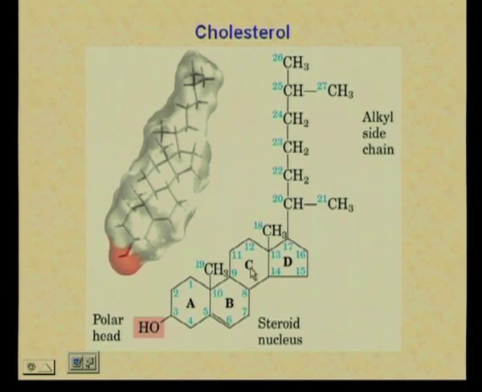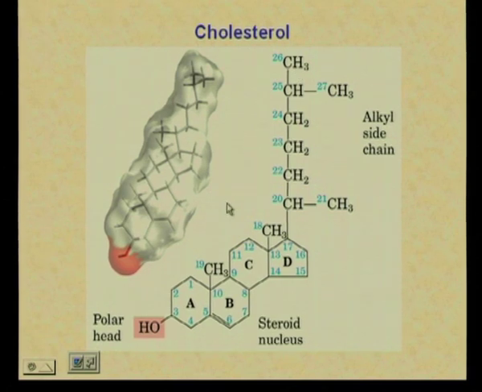The numbering then begins at ring C, where we have 11, 12, 13, 14. At ring D now, 15, 16, 17. Then we have 2 methyl groups attached, one to carbon 13 and one to carbon 10. These are numbered 18, the one that is attached to 13, and 19 is the one that is attached to 10. Then we have the alkyl side chain, where we have a methyl group attached to the first carbon atom and a methyl group attached to the last carbon atom in the alkyl side chain.